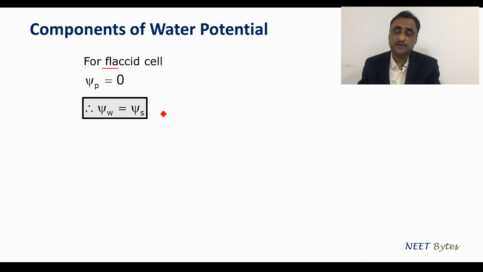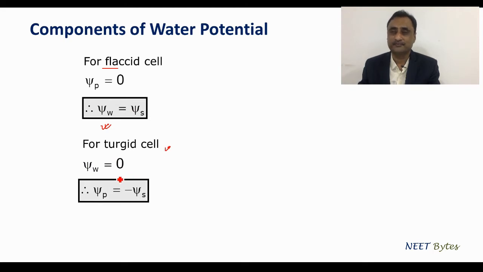Similarly, if the cell is going to be turgid, what will happen? There will be no net water chemical potential. And if there is no water chemical potential, then in that case we see that pressure potential is equivalent to the minus solute potential. So these are the two main relations we have to keep in mind, right?